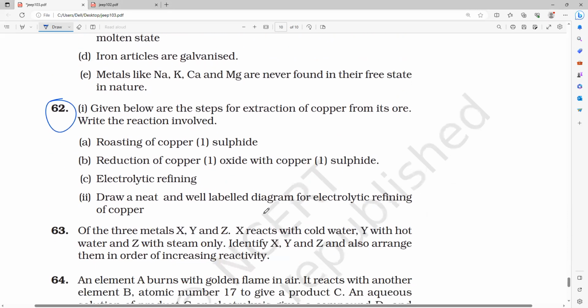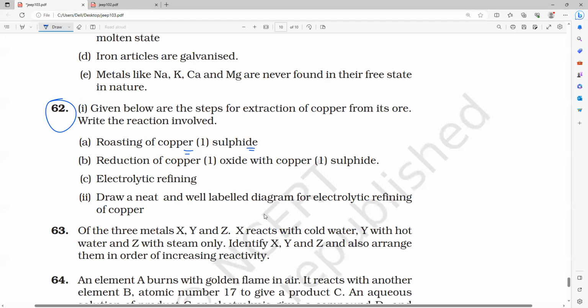Given below are the steps for extraction of copper from its ore. Write the reaction involved. That is what they are asking. First one, roasting of copper sulfide. So as we know that moderately reacting metals undergo two processes. If it is a carbonate ore, we have to undergo calcination. If it is the sulfide ore, we have to undergo what? Everybody? Roasting. Correct or not?